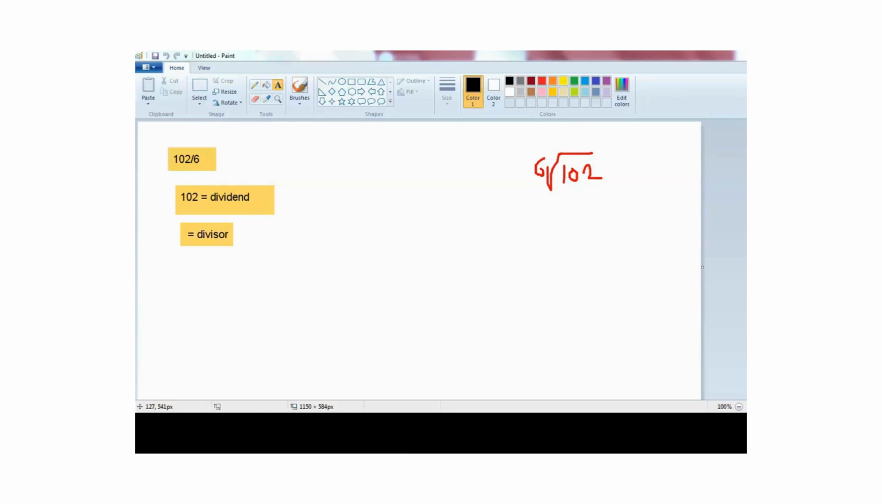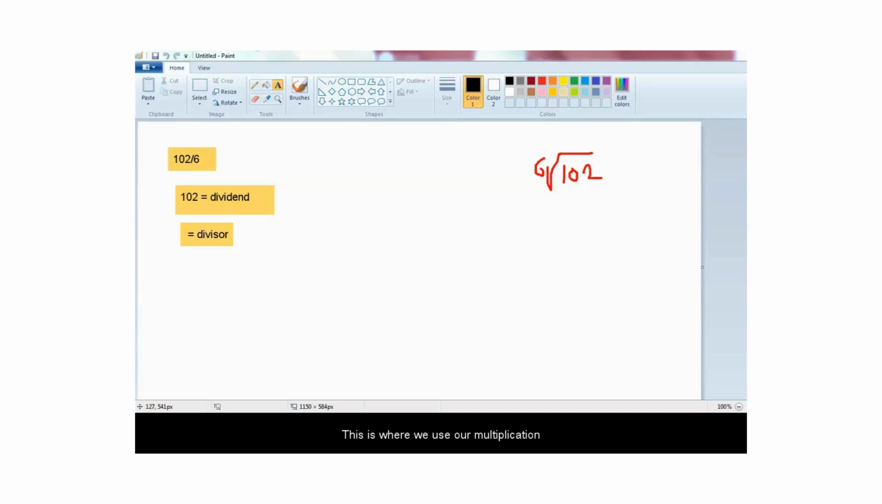We begin with 1. 6 into 1. 1 cannot divide 6. 1 is smaller than 6. That means 6 cannot go into 1. So we move one step ahead. There's a 0 in front of 1. Putting them together, we have a 10. So 6 goes into 10 how many times?